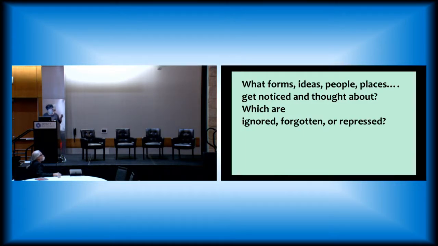And curriculum basically is what forms, ideas, people, places get noticed and thought about, and which are ignored, forgotten, or repressed. And so this idea of us thinking about what we put out into the public space as a curriculum, I think is a very fruitful way to think about what's missing in your community and what might be there.